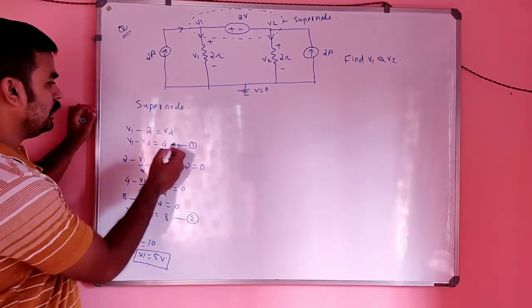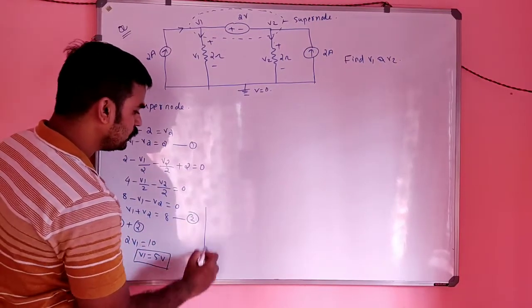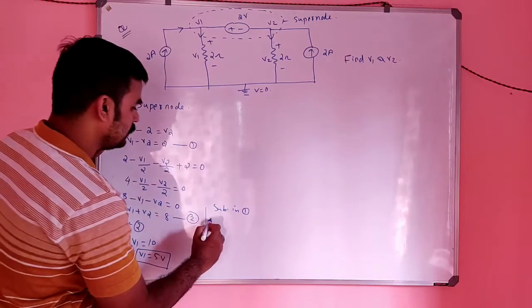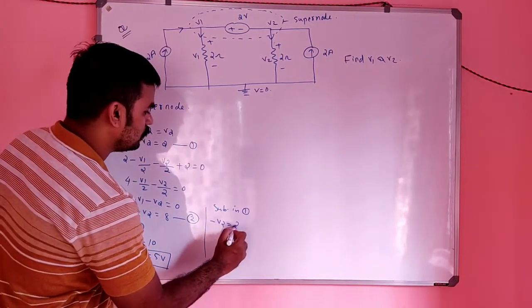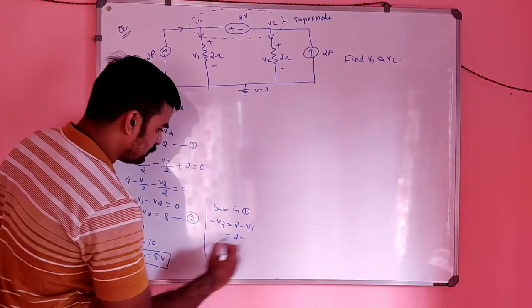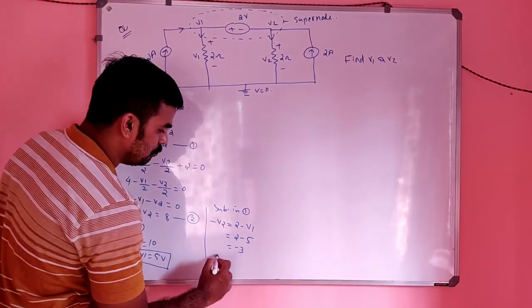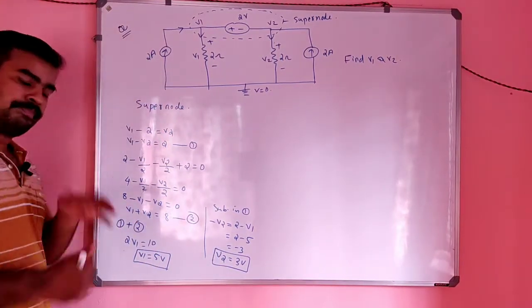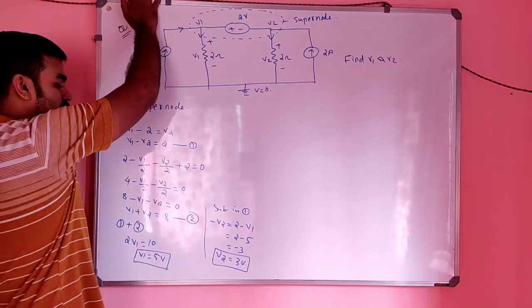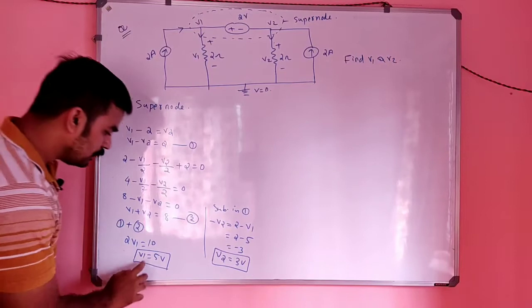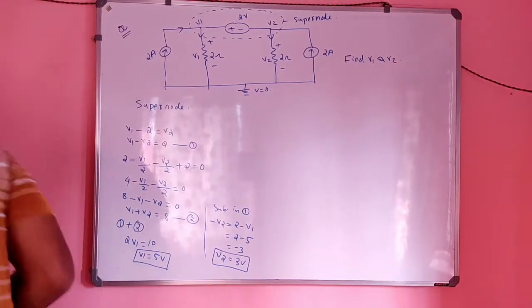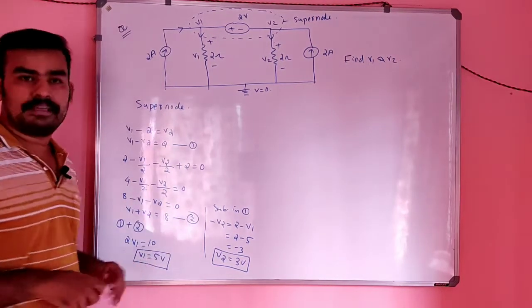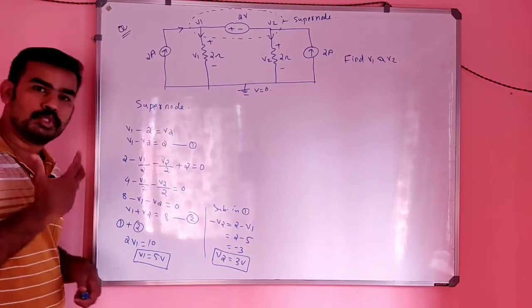And substitute in equation number 1. What do you get? It is nothing but minus V2 equal to 2 minus V1, which equals 2 minus 5 equal to minus 3, or simply V2 equal to 3. Is it clear? So you now have V1 equal to 5 and V2 equal to 3. Let's check the answer. V1 equal to 5 volt and V2 equal to 3 volt. Is it clear? So this is the concept of supernode.